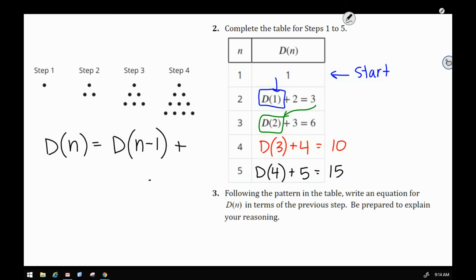And then what number is added every time? 10. Okay, for step 5, we added 5. For step 2, we added 2. For step 20, we added 20, right? So this is the step before it, plus the number of the step that you're on, right? Where n is greater than or equal to 2. Understand where all those pieces came from?